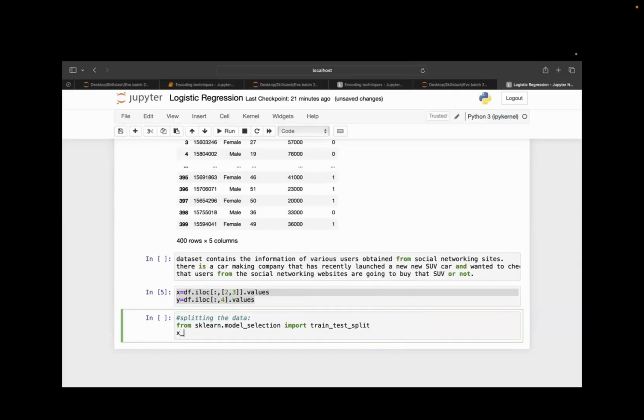Once this is done, then simply X train, X test, Y train, Y test equals to train test split. Inside that, your X and Y data, the test size you can keep as 0.3. I'm keeping that as 0.3. Test size, it is going to be there. Random state as any number, any random number.